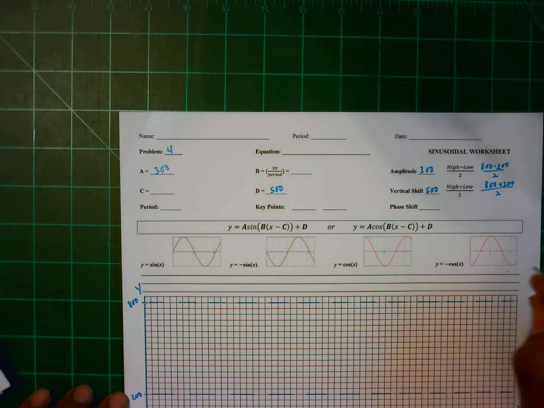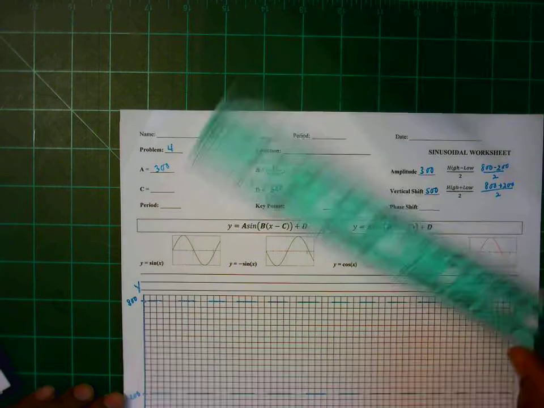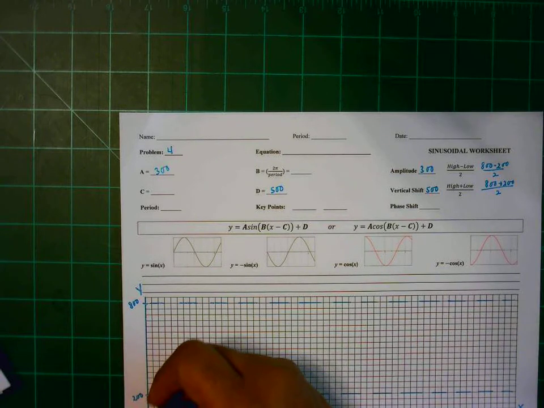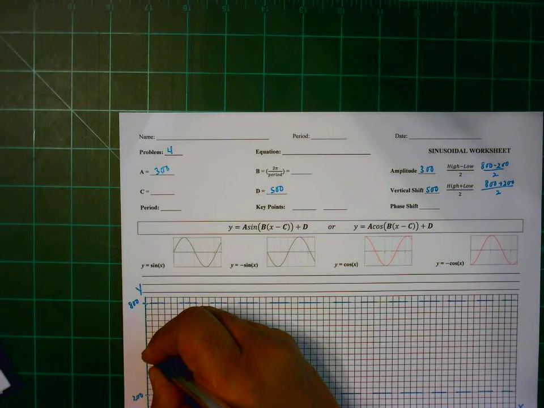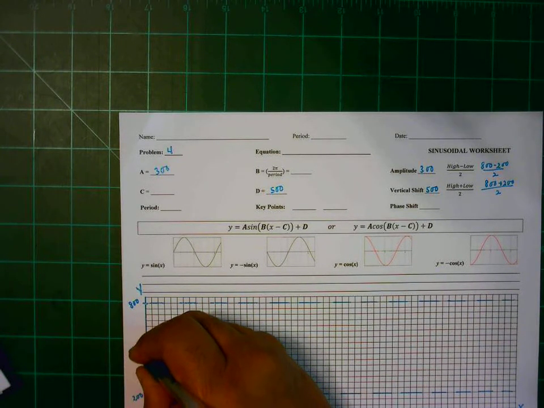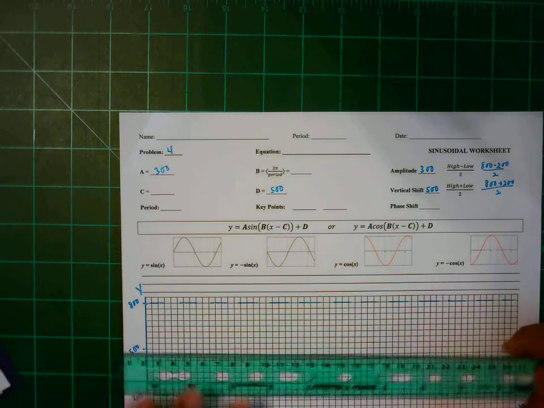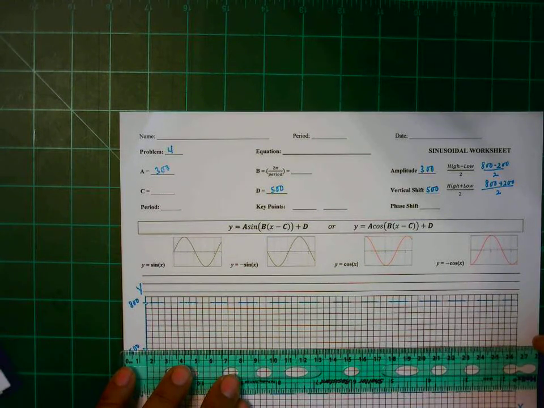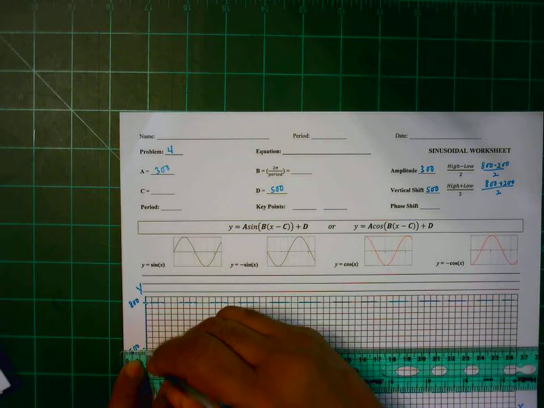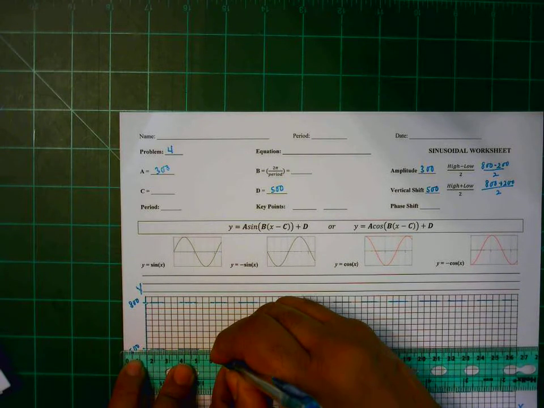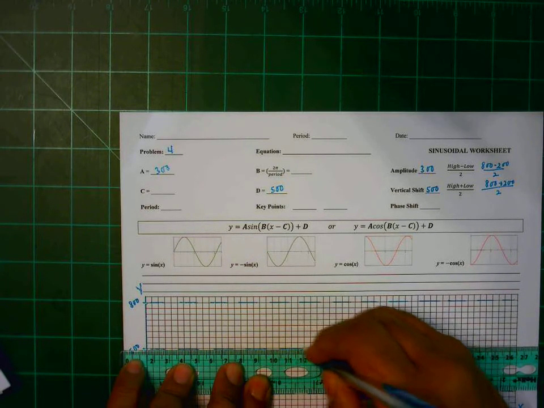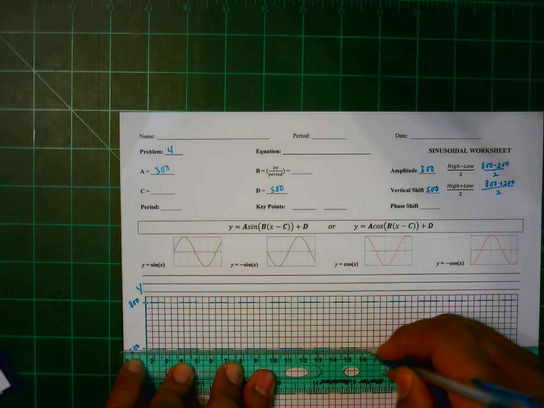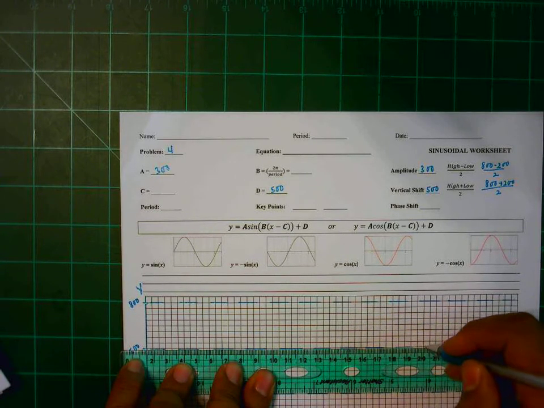Okay, now let's draw D. So if this is 200, let's call this 500 here. So we'll draw 500. And this becomes our new x prime. This is the new x-axis that we're going to relate everything to.